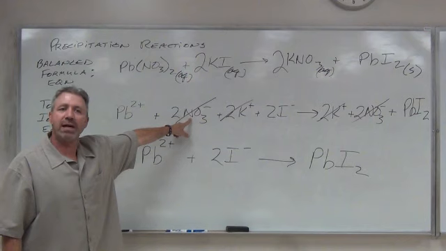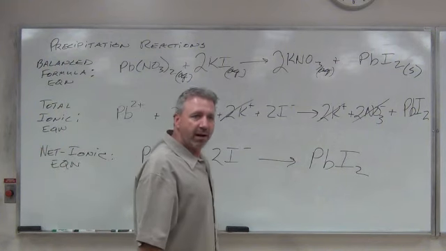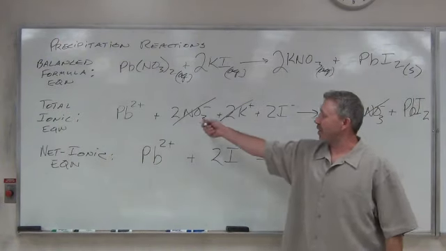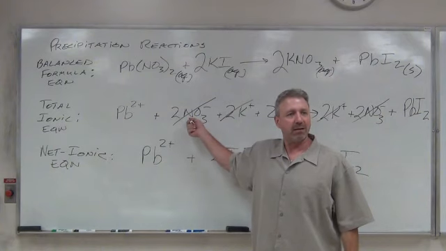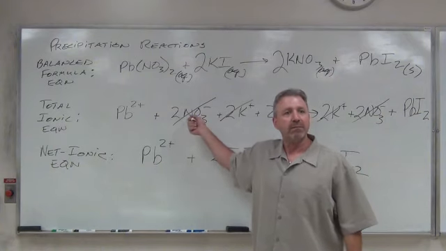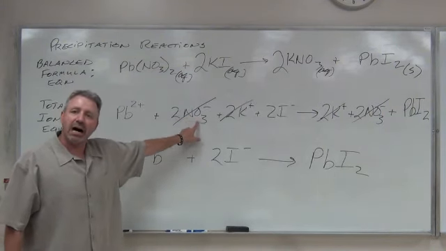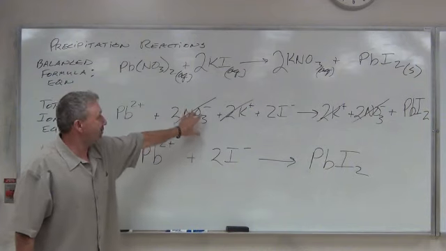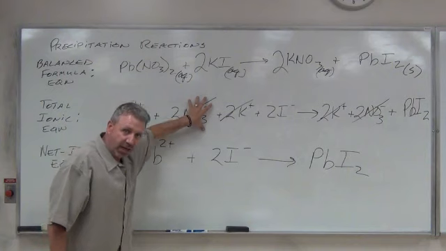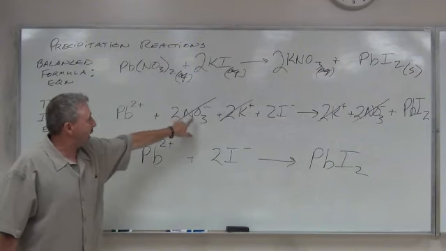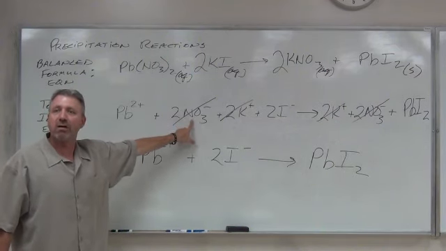What is the nitrate? What's N and O? What are they? Non-metals. These are non-metals, which means what's holding them together? What kind of bond? Covalent bond. The bonding that holds the nitrogen to the oxygen is covalent and is different than the bonding that holds the nitrate to the lead 2. That's ionic. This bond is now broken by placing the salt in water.